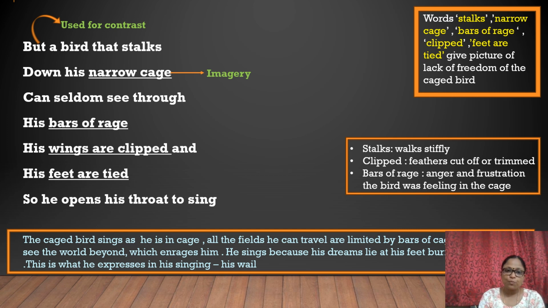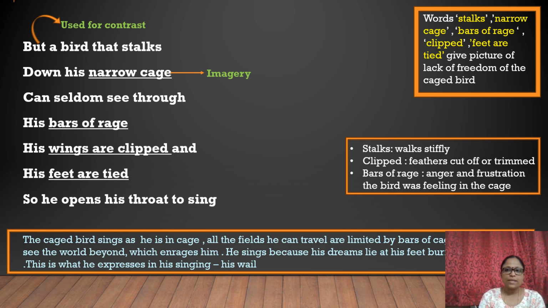What happened to his movement? His wings are clipped. Why is he not able to see the sky? Because his wings are clipped and his feet are tied. He is enslaved to such an extent that his wings are clipped and his feet are tied. So in this condition, what can he do? He can only do one thing, that is, he can sing. So what does he do? He opens his throat to sing.